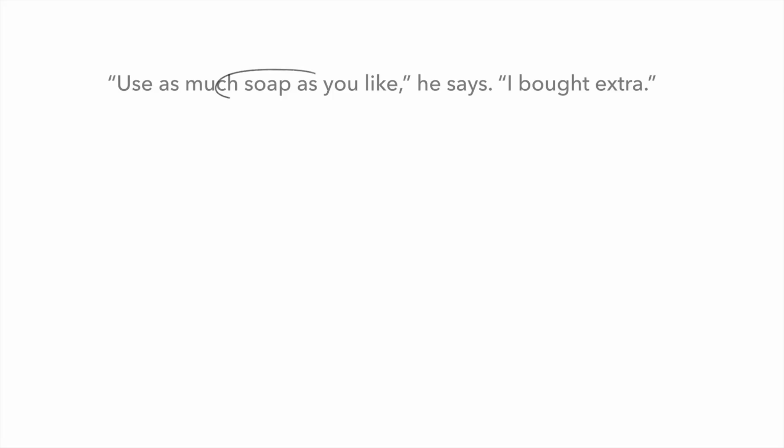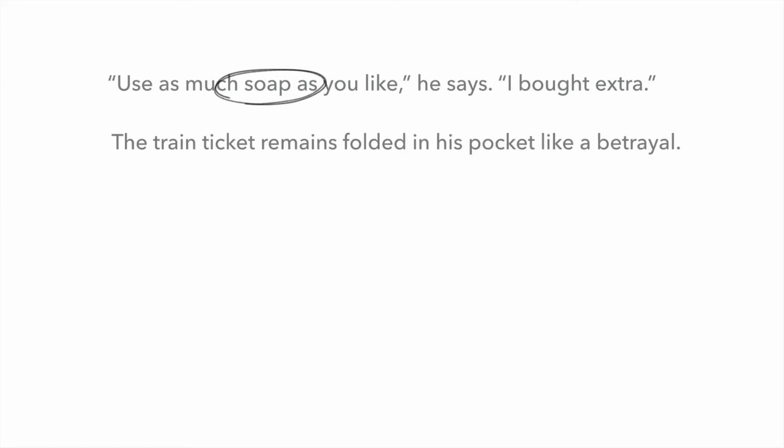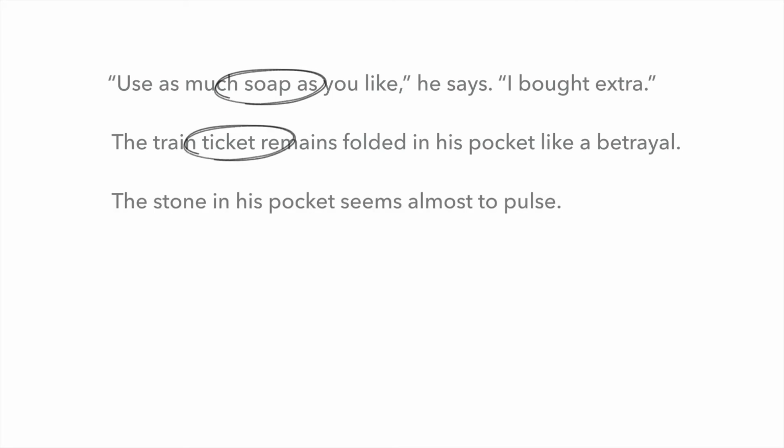Next, objects. "Use as much soap as you like," he says. "I bought extra." We've already talked about soap, so I won't say any more about it, and a lot of these others are pretty self-explanatory. The train ticket remains folded in his pocket, like a betrayal. The stone in his pocket seems almost to pulse. These things are on his mind, and they're relevant to his mission, his desire.